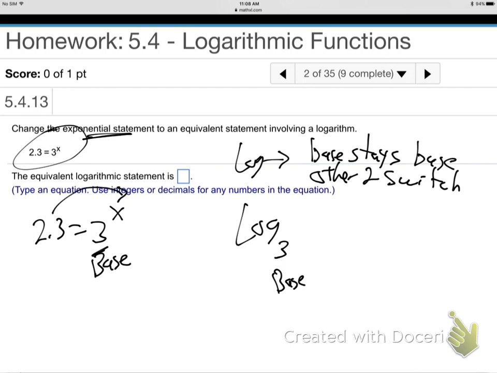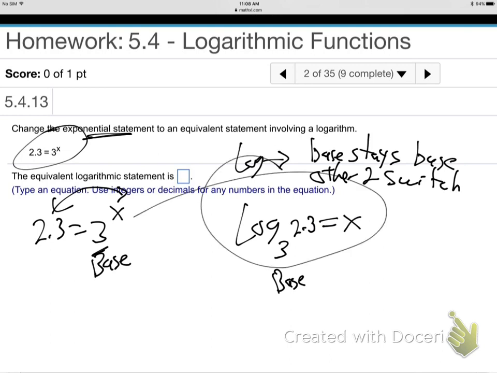What do you mean they switch? They just switch positions. Instead of 3 being to the x power, it switches: 3 to the 2.3, and the x goes on the other side. They just switch. That's it. That's all they want. They're just making sure you can translate between the languages right here in the beginning. All right, is that good?